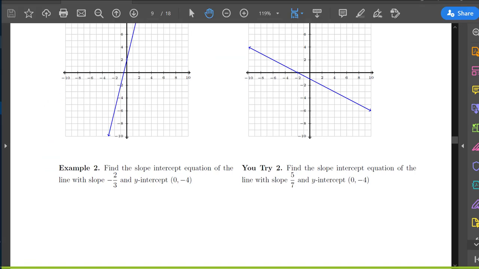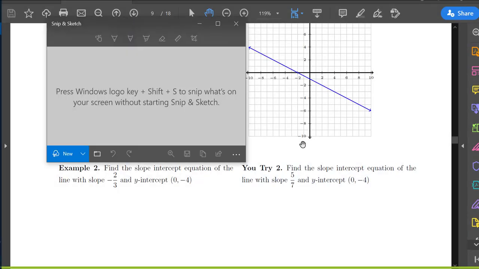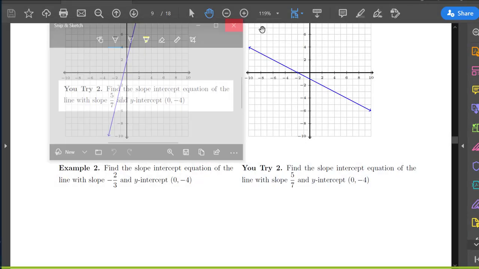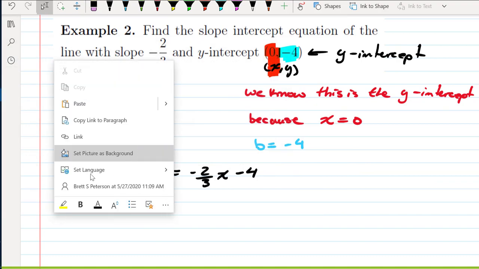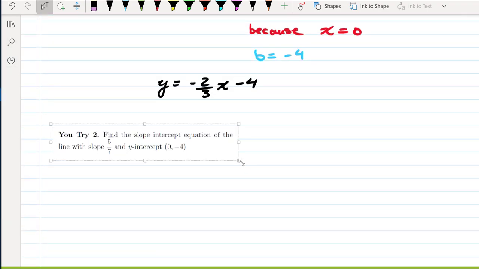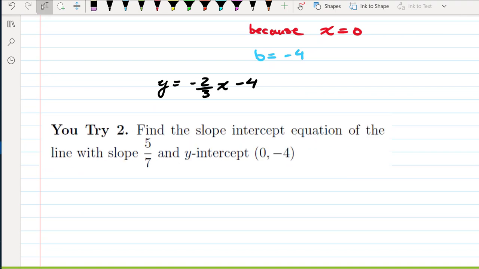So based on that, I'm not going to open up our rooms for the U-try. But let's go ahead and write down the equation of this line. All right, we identify our m. So our m is 5/7. So it's going to be y equals 5/7 x. And then our b value is going to be this right here. So -4.